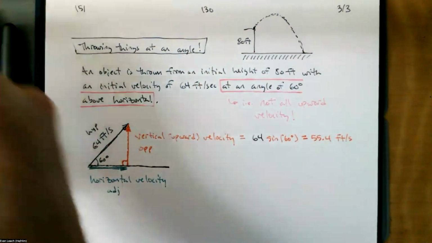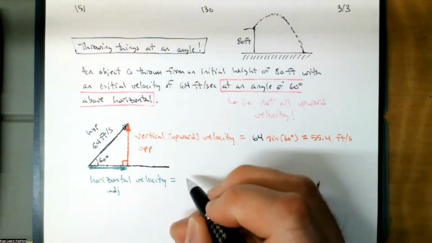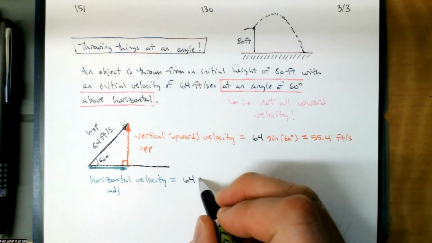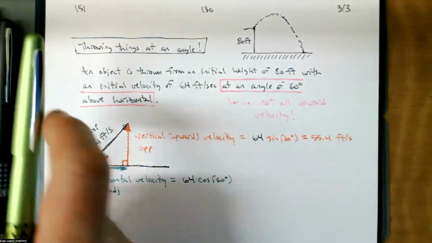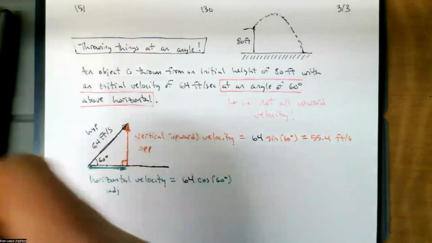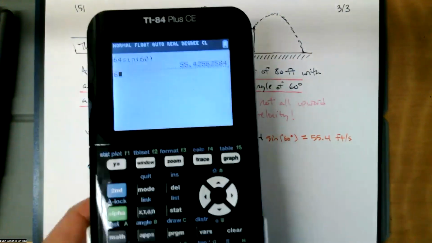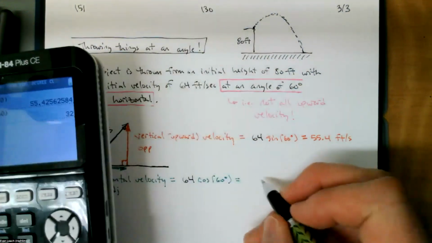Our horizontal velocity, which might come up later, we're not going to have all horizontal as well. We're going to have 64 times the cosine of 60, because this is adjacent to the 60-degree angle. That's 32.